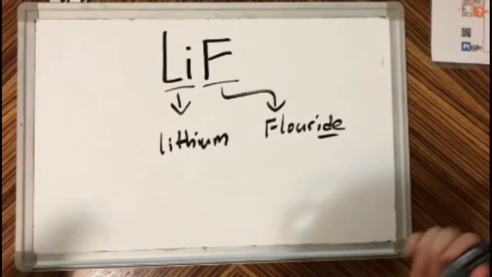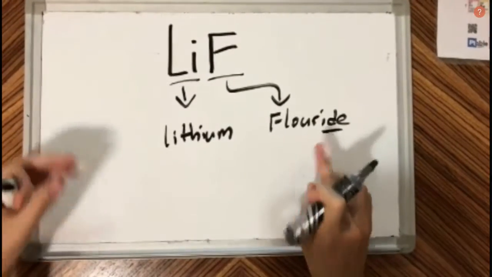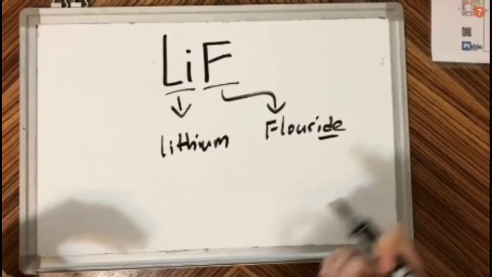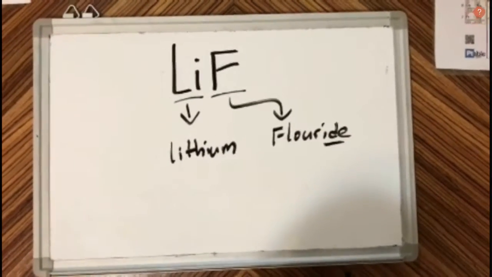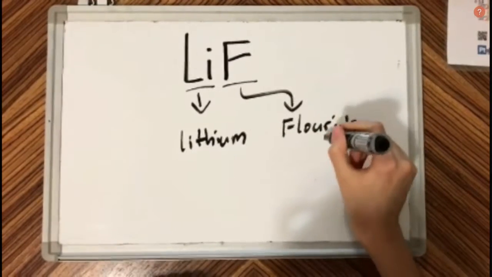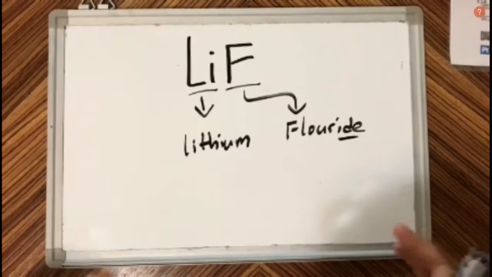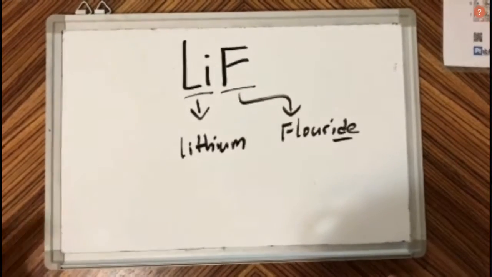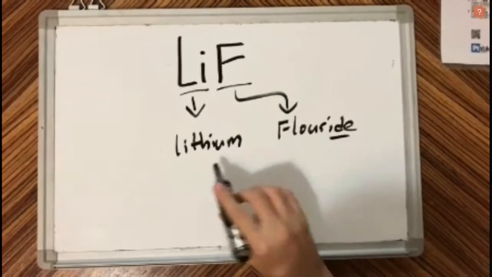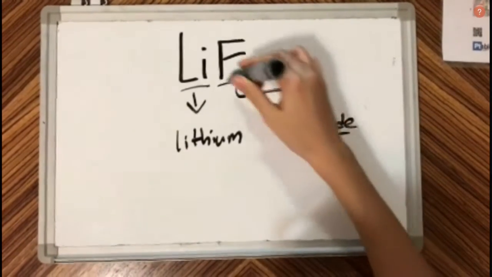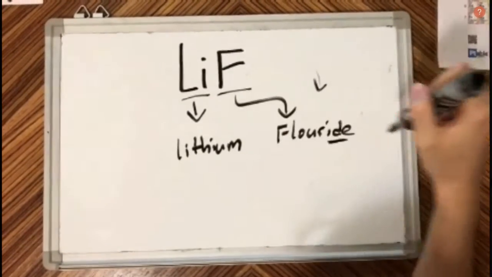And we always write the metals first and the non-metals second, since metals are positive because they lose an electron, which means they have more protons than electrons. And the non-metal is second because it's negative, because it gained an electron, which means there are more electrons than protons. So in the end, the name for LiF is lithium fluoride.